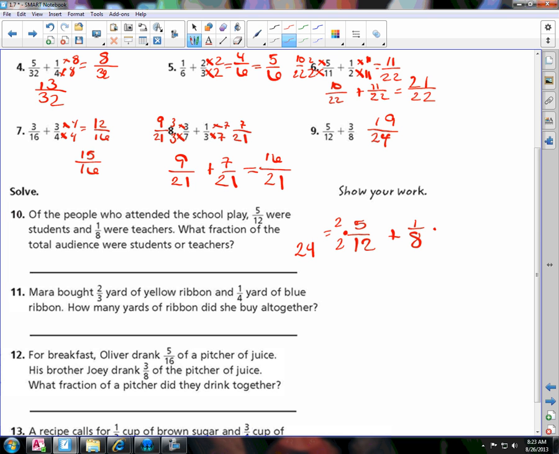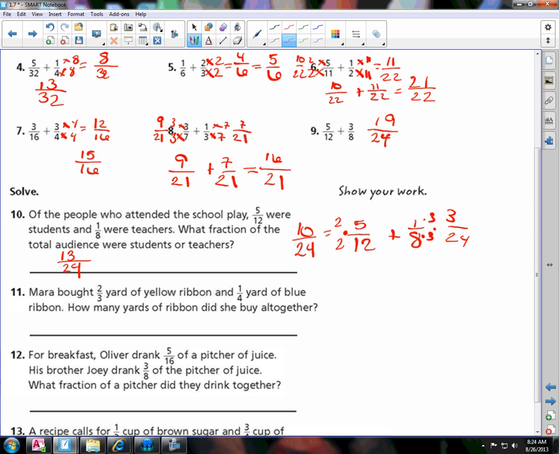So I've got 10 24ths and 3 24ths. Multiplying this one by 3 and by 3. Okay, so now I can do 10 24ths plus 3 24ths. 10 plus 3 is 13, so 13 24ths is how many of the audience were students or teachers.